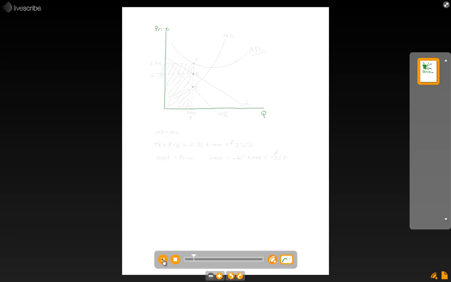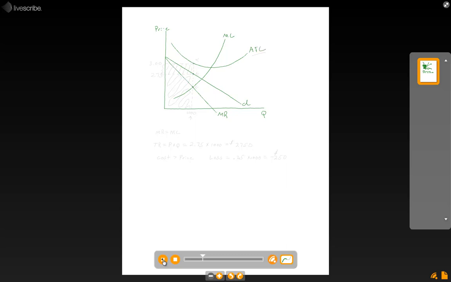So let's say that we have quantity on this axis and we have price up here. Now, we have a demand curve for this monopoly that's coming down through here looking something like that. So there's our demand curve. And then here is our marginal revenue curve. And we have our marginal cost curve, which will come up through here. So there's marginal cost. And then in this particular situation, let's have our average total cost curve that looks something like this.